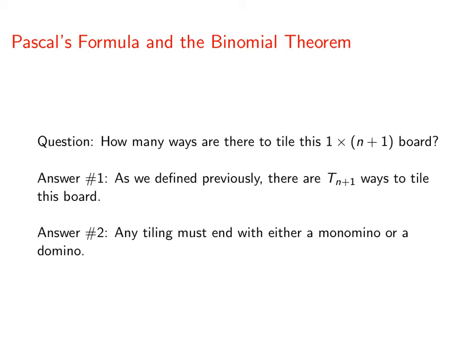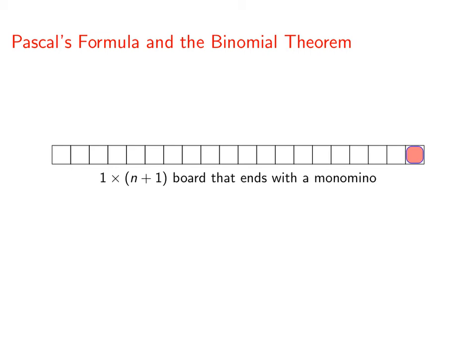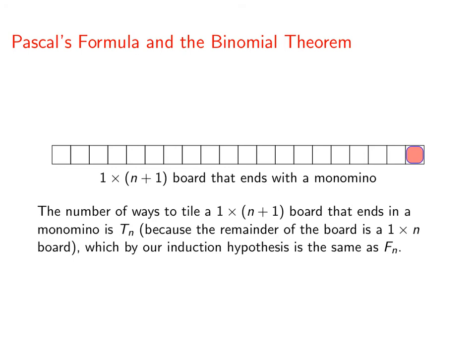Now there's a second answer. Notice that no matter how we tile this thing, the end has to be either a monomino or a domino. Those are the only choices that we have. Here is a 1 by n plus 1 board that ends with a monomino. Now the number of ways to tile a 1 by n plus 1 board that ends in a monomino is t sub n. Because once you place a monomino at the end, then what's left over, this portion here, is a 1 by n board, and we know by our definition that that's t sub n. But t sub n is the same as f sub n, the nth Fibonacci number.